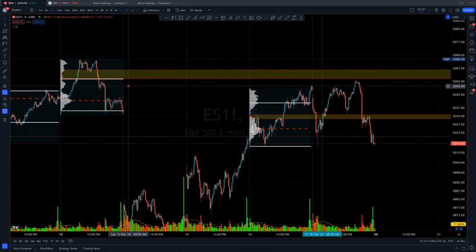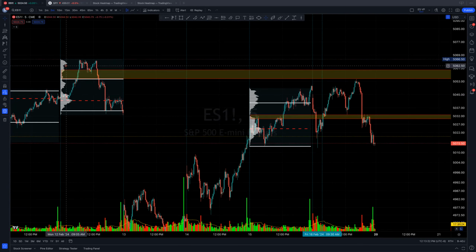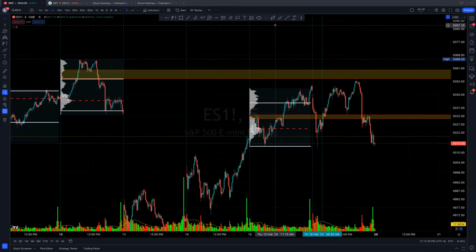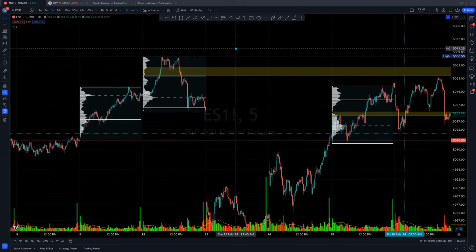And this is just reading basically momentum as far as price action goes. And then you add the volume profiles to see what the hell's going on. So let me show you once more.